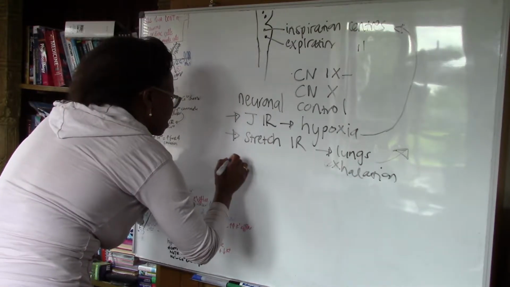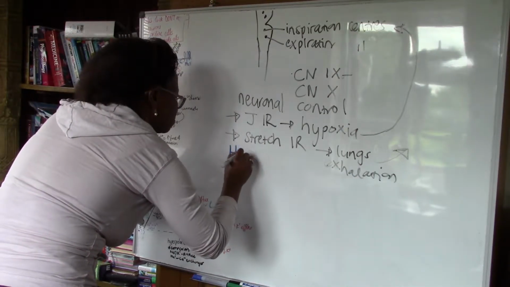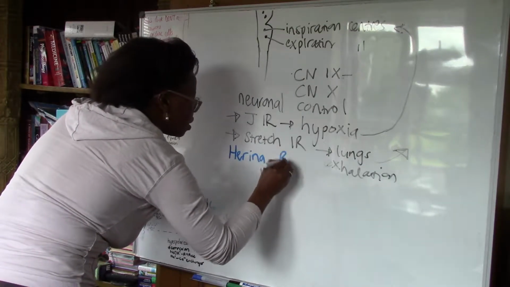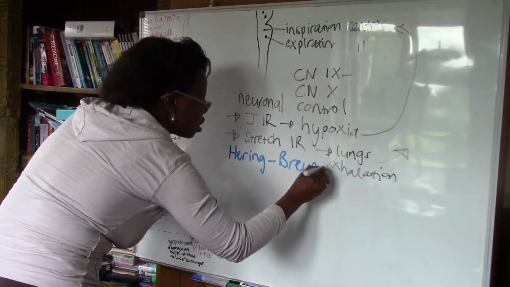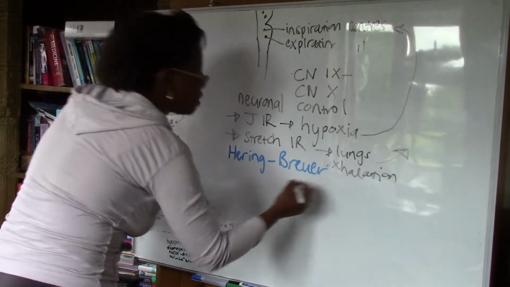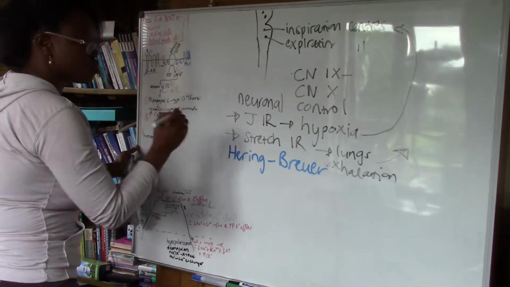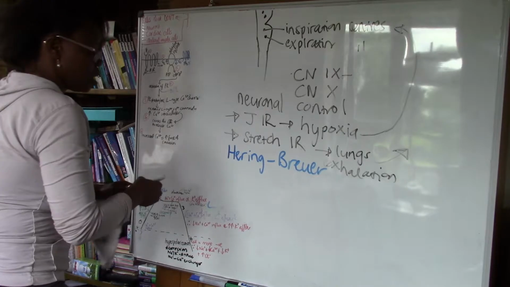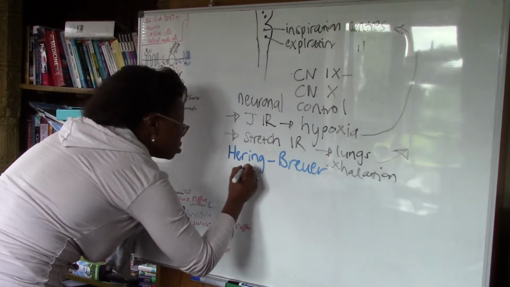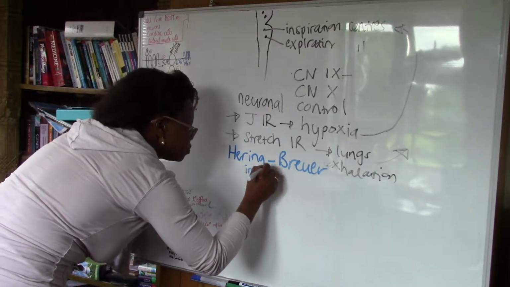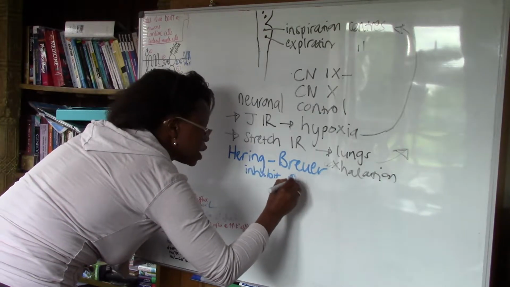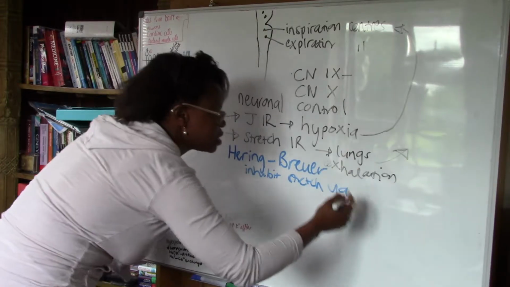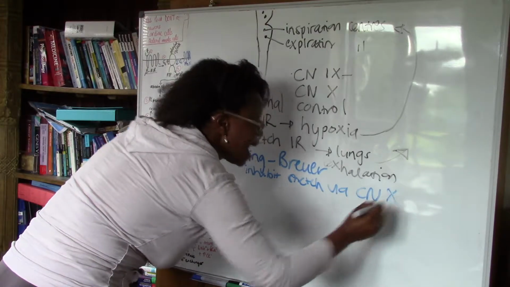And this is under the control of a reflex mechanism called the Hering-Breuer reflex. And this reflex, really all it does is to stop the overstretching of the lungs. So it's to inhibit stretch via the vagus nerve, so via cranial nerve 10.